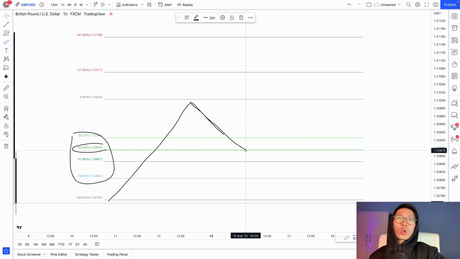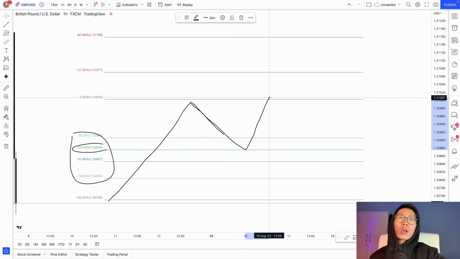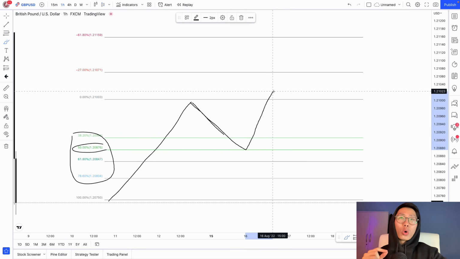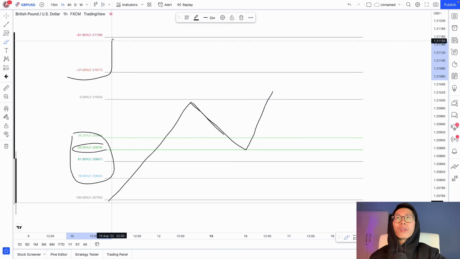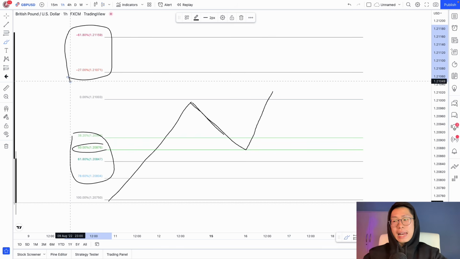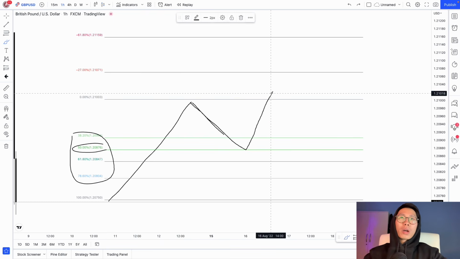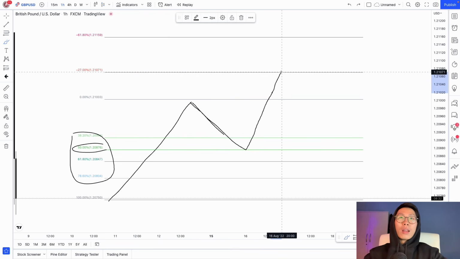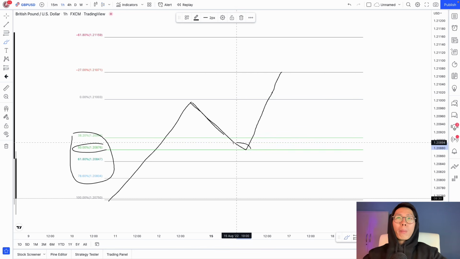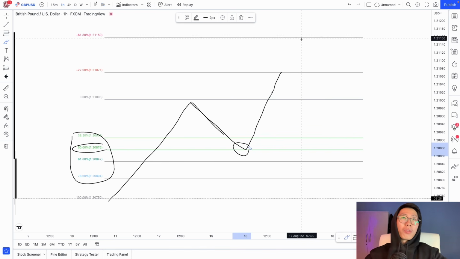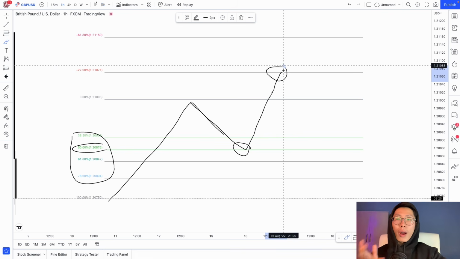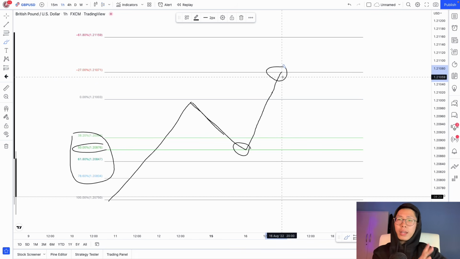Next, price keeps on going up, and now price is going to go to the extension levels, which are either the negative 27 or the negative 61.8 level. Let's say price went up to this negative 27 level. In this case, if you enter for a buy right here, your take profit will be at the extension level right here. It's really as simple as that, guys.